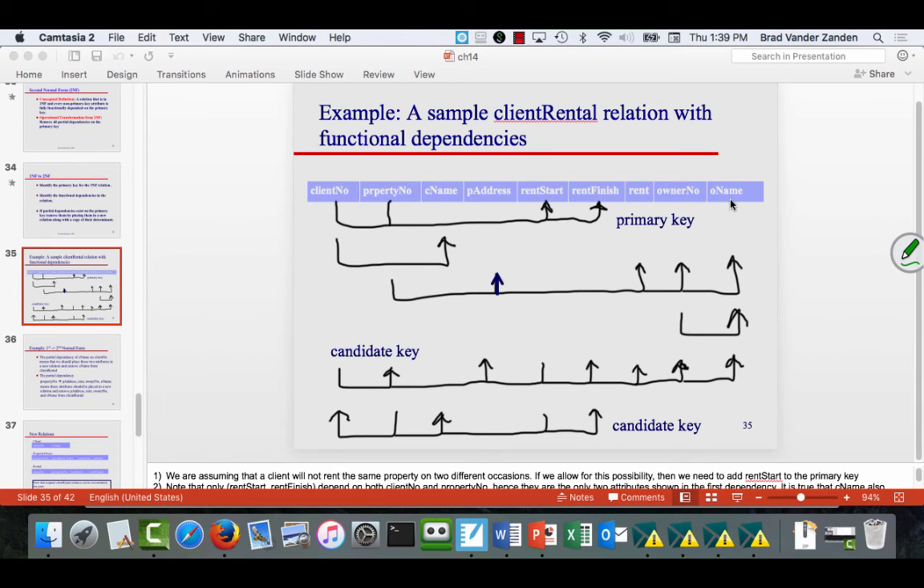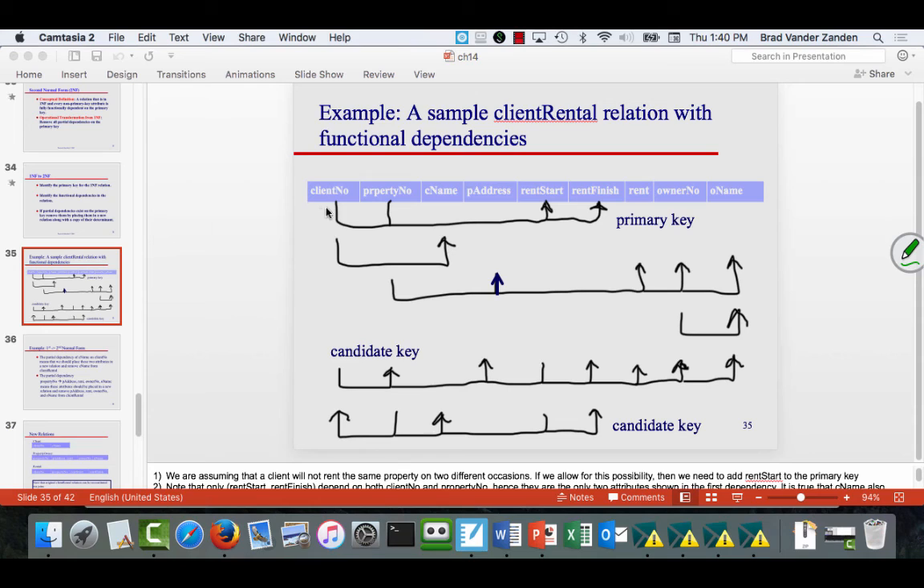But we don't include those attributes in this dependency, and the reason is because those attributes, like client name, can be determined by a subset of those attributes. So client number uniquely determines client name. It doesn't require the property number. And similarly, the property number uniquely determines the property address, the rent for that property, the owner number, and the owner name. So up here, we only list these two attributes on the right-hand side.